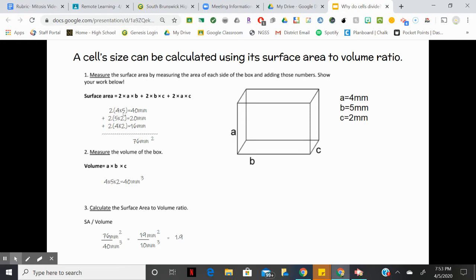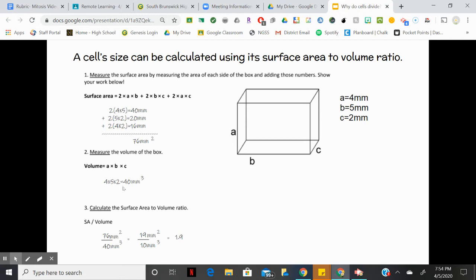So 2 times 4 times 5 gives you the area of this one and then the one in the back. 2 times 5 times 2, I'm using these numbers over here, gives you the area of B and C. So the one on the bottom and the one on the top. And then 2 times 4 times 2 gives you the total area of this one, the one on the left, and the one on the right. And then if you add it all up, you get 76 millimeters squared. Remember, if it's area, it's a squared number, okay?